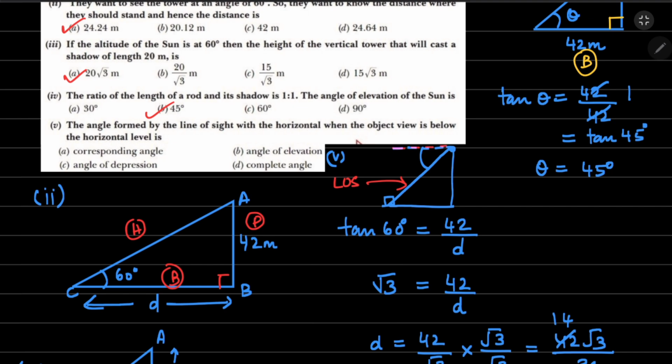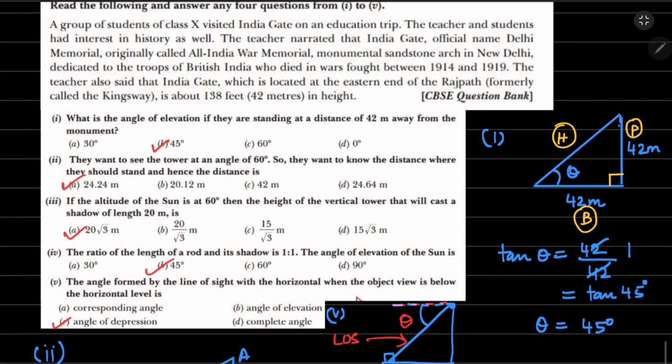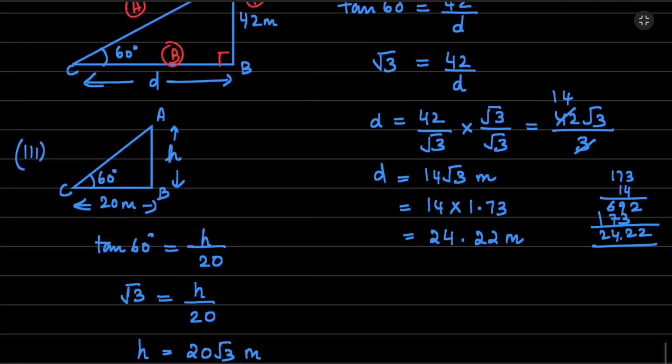Okay, so what they are asking is, what is the angle formed by the line of sight with the horizontal when the object views below the horizontal level? So this is called the angle of depression. This theta is called the angle of depression. Remember it. And suppose you are asked the angle formed by the line of sight with the horizontal, that is ground, when the object view is above the ground, in that case this theta will be the angle of elevation, right? So we have done all the 5 questions. This is how you have to do case study questions related to trigonometry.